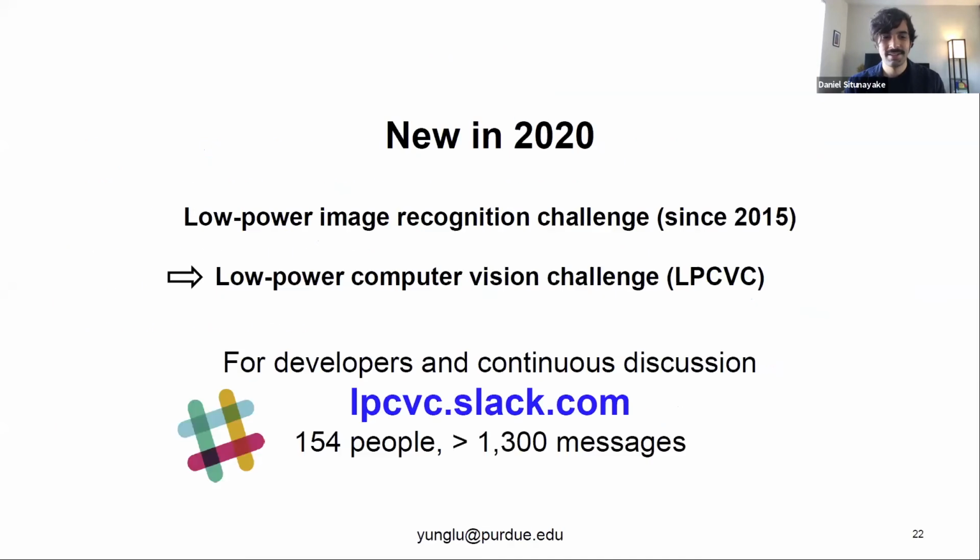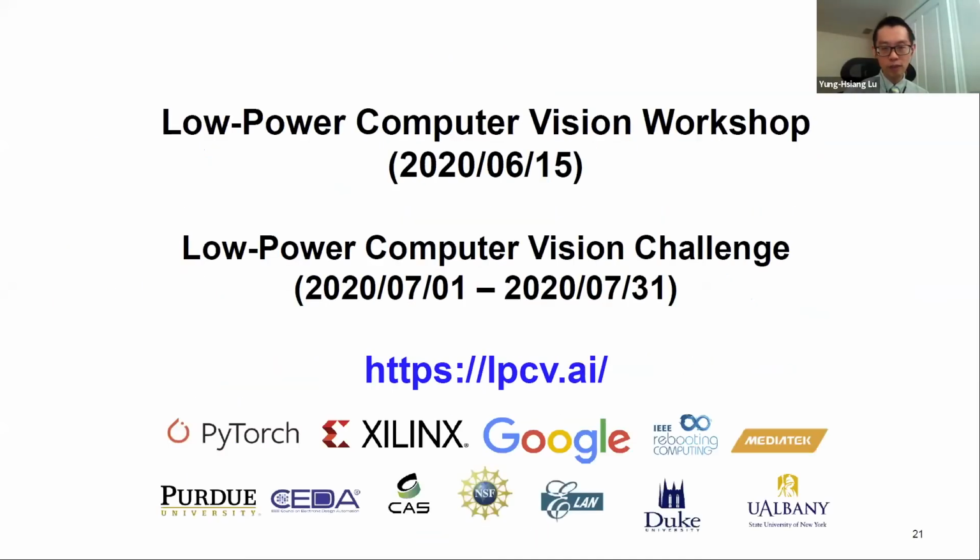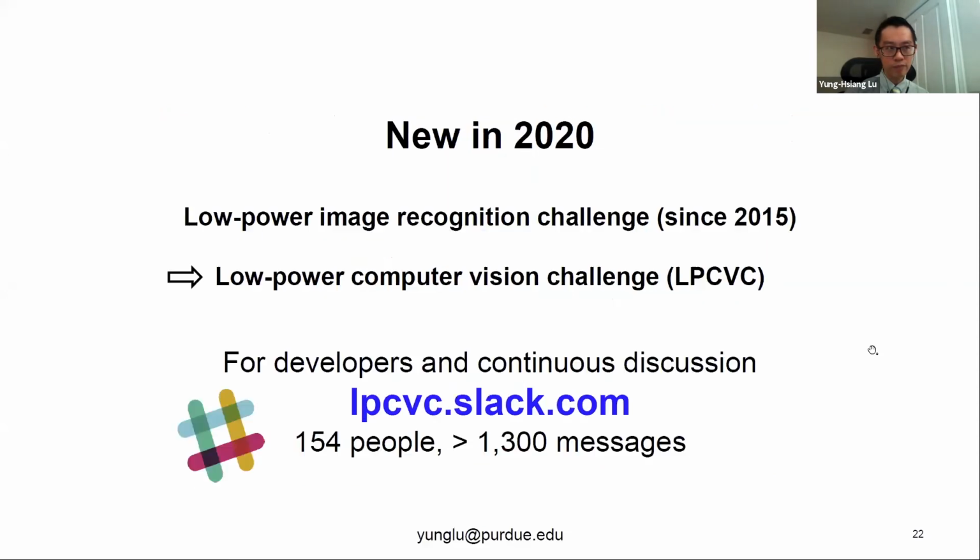So the third part is the low power computer vision challenge. We had a workshop held yesterday as part of a CVPR workshop, and we have recorded the speech. So if you go to LPC Vida AI, we will upload the speech very soon. The challenges online will be held in July. There's no travel, so everything is online. People can submit their solutions online.